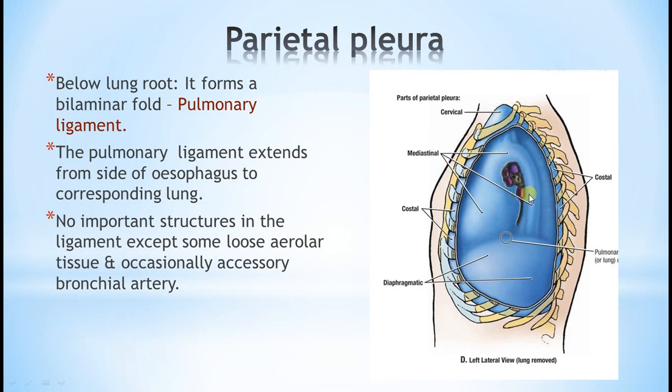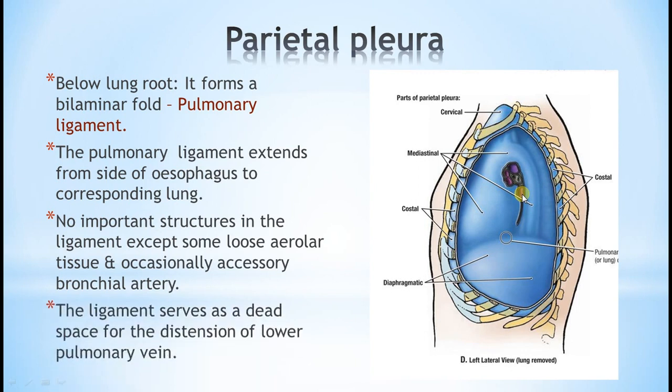Each lung has two pulmonary veins and one pulmonary artery, right and left pulmonary artery, and a right and left pair of pulmonary veins. One is the superior pulmonary vein which you are seeing here, another one is the inferior pulmonary vein. And I need not tell you that pulmonary veins carry oxygenated blood. So the ligament serves as a dead space for the distension of the inferior or lower pulmonary vein.